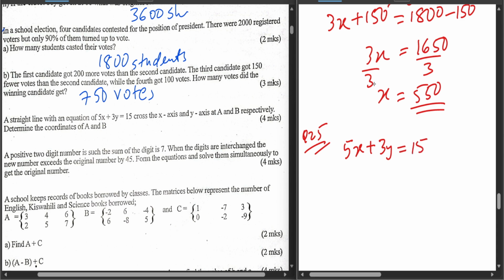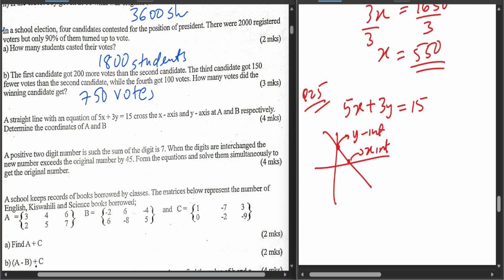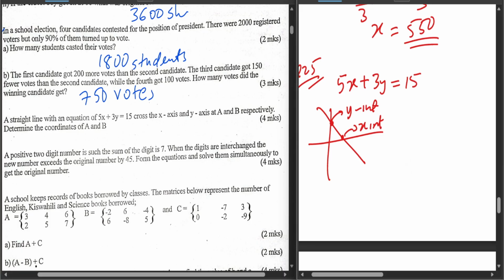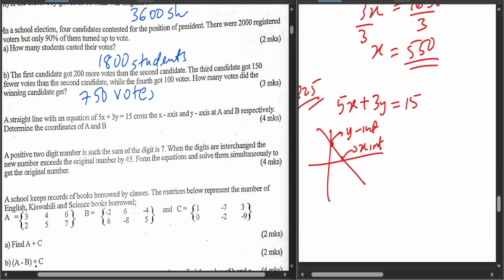Now, if it crosses the x-axis, it's called the x-intercept. If it crosses the y-axis, then it's called the y-intercept. So let's search for x and let's search for y. The x-intercept is when your y is equal to 0. So if your equation is written like this, where there's a y value, you just replace it with 0.